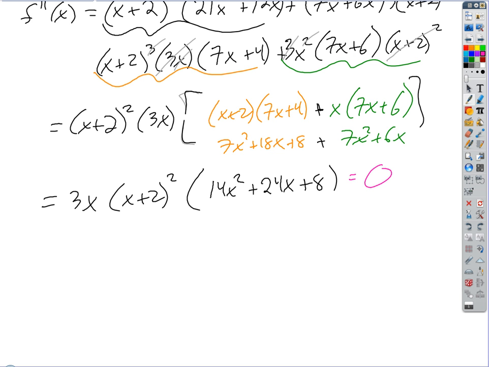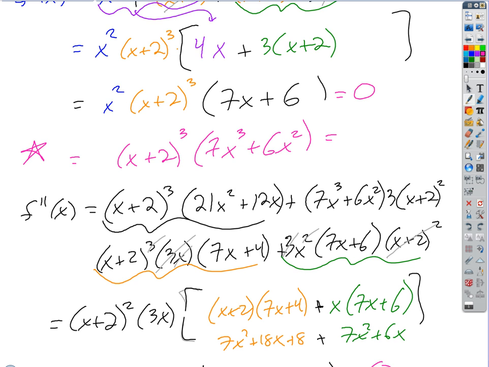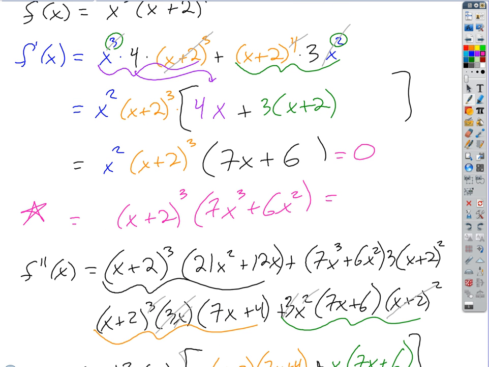We want to make sure that we're not following our impulse to distribute everything and expand it out. We don't want to do that. We want to keep things as factored as we can, right?